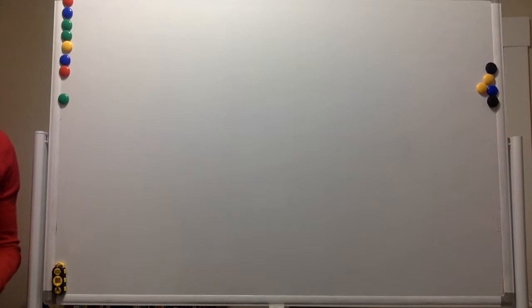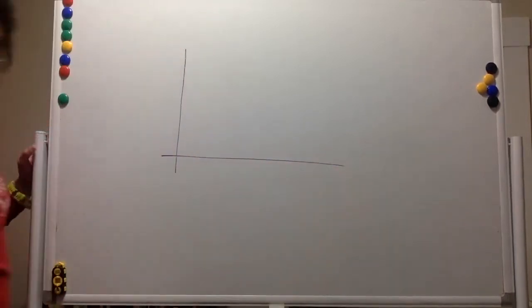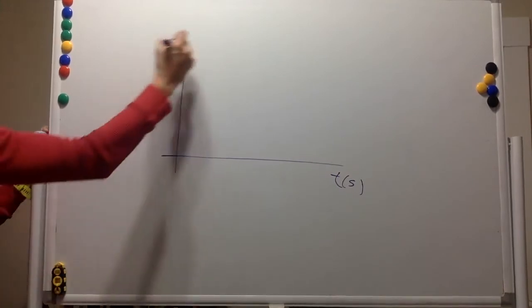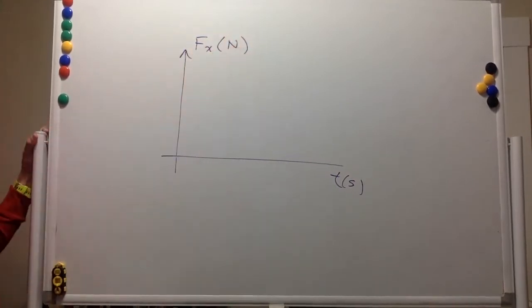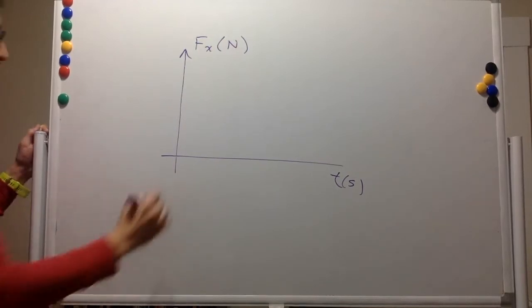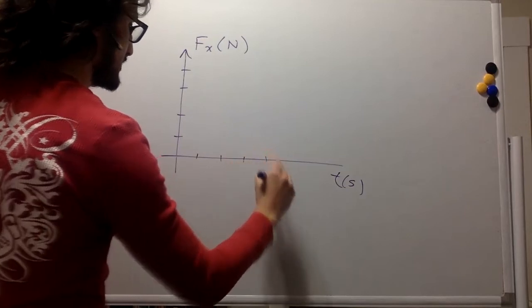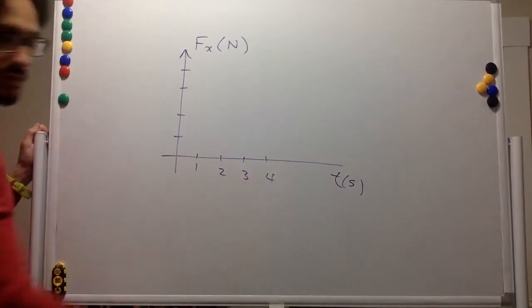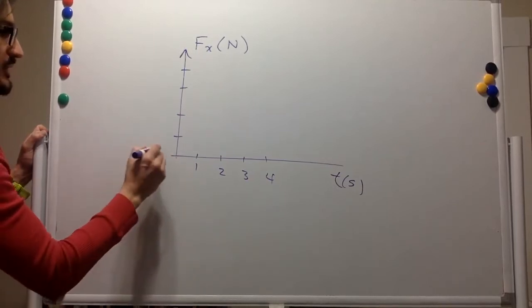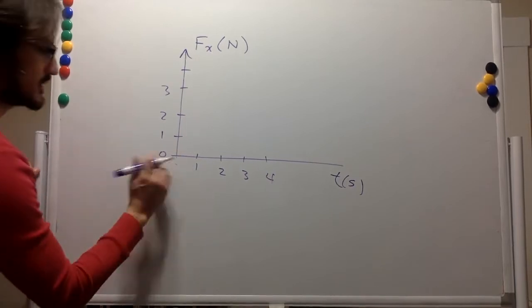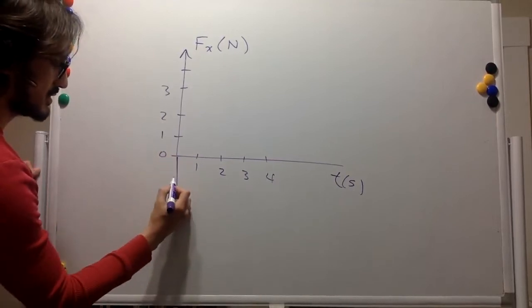So in this problem, we are given a plot of the force against time. This is the x component of the force, and is in newtons. Over here we have 1, 2, 3, 4 seconds, and over here we have 0, 1, 2, 3 newtons, and the plot, oh, we have a negative over here. So -1.